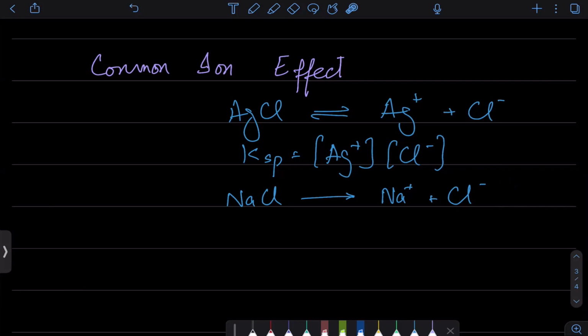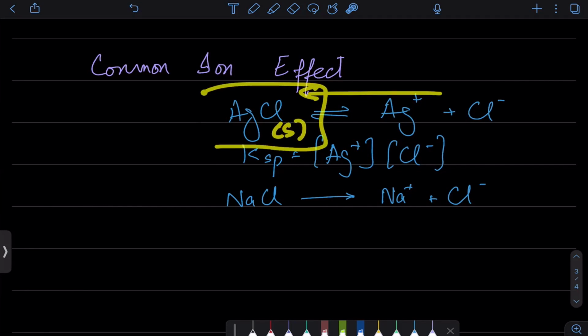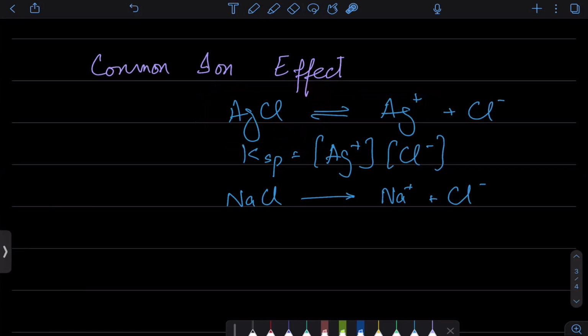And what happens according to Le Chatelier's principle? If you increase concentration of one thing, the equilibrium goes to the left. And that is what will happen. The concentration of silver ions in the solution will reduce because you have increased the concentration of Cl minus. But KSP has to remain the same. तो अगर ये बढ़ेगा तो ये कम होना पड़ेगा because this cannot change at that temperature. And this is what will create more solid. And you will see precipitates form. And this is called common ion effect.